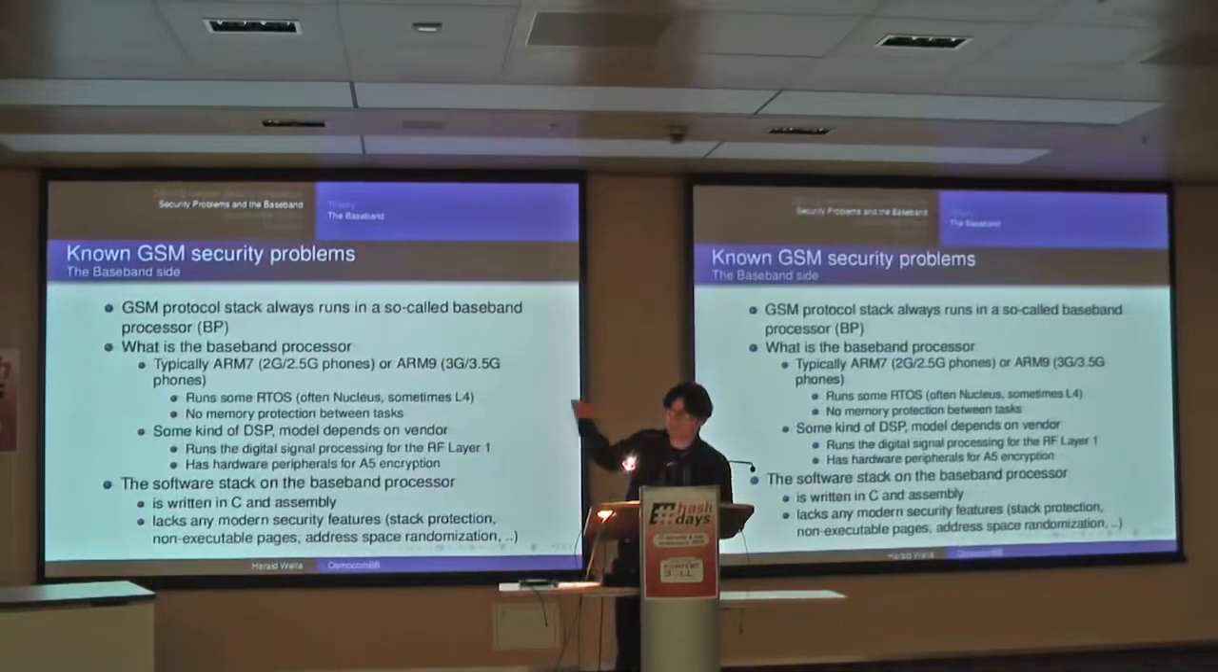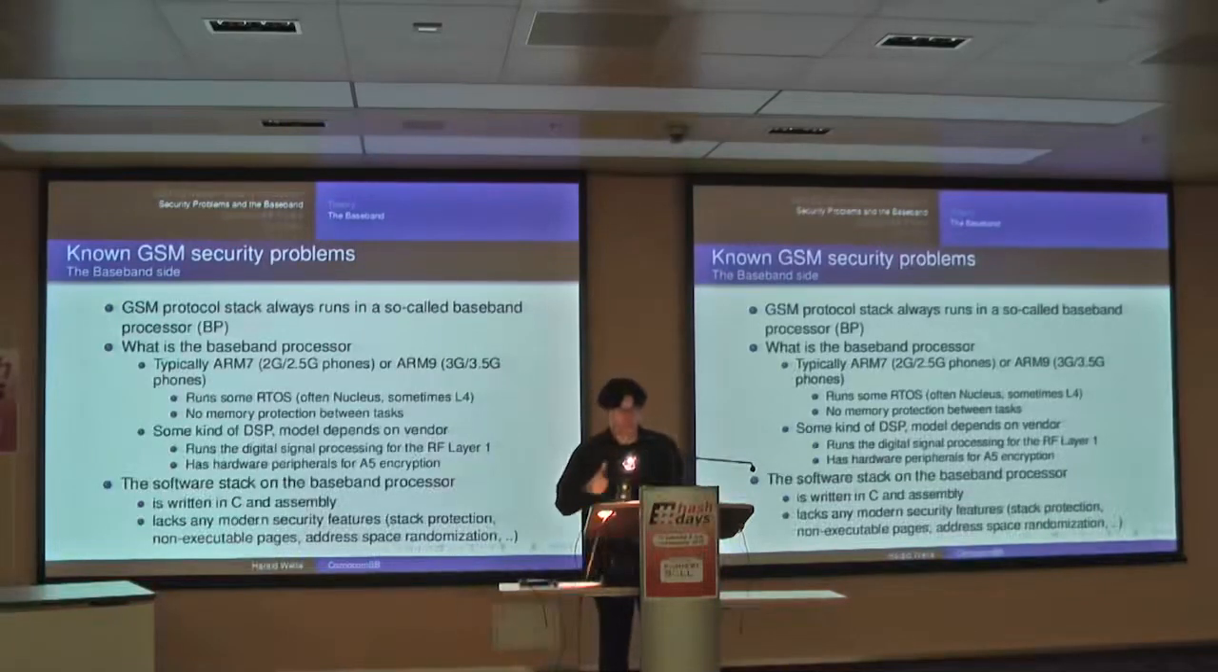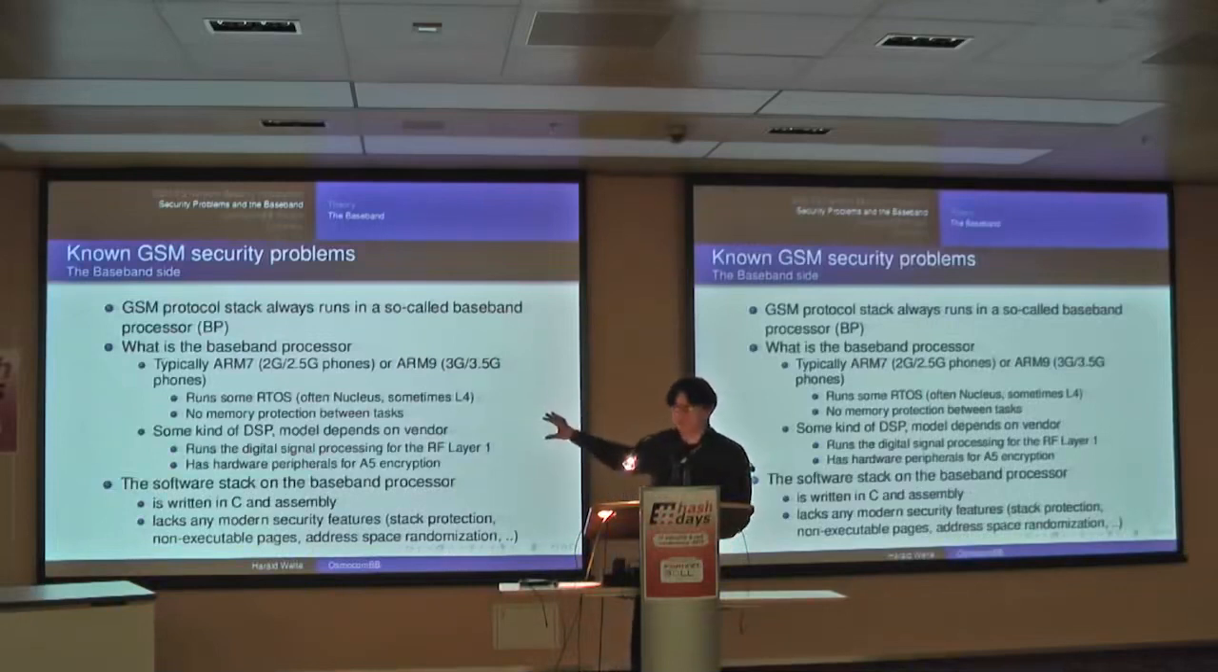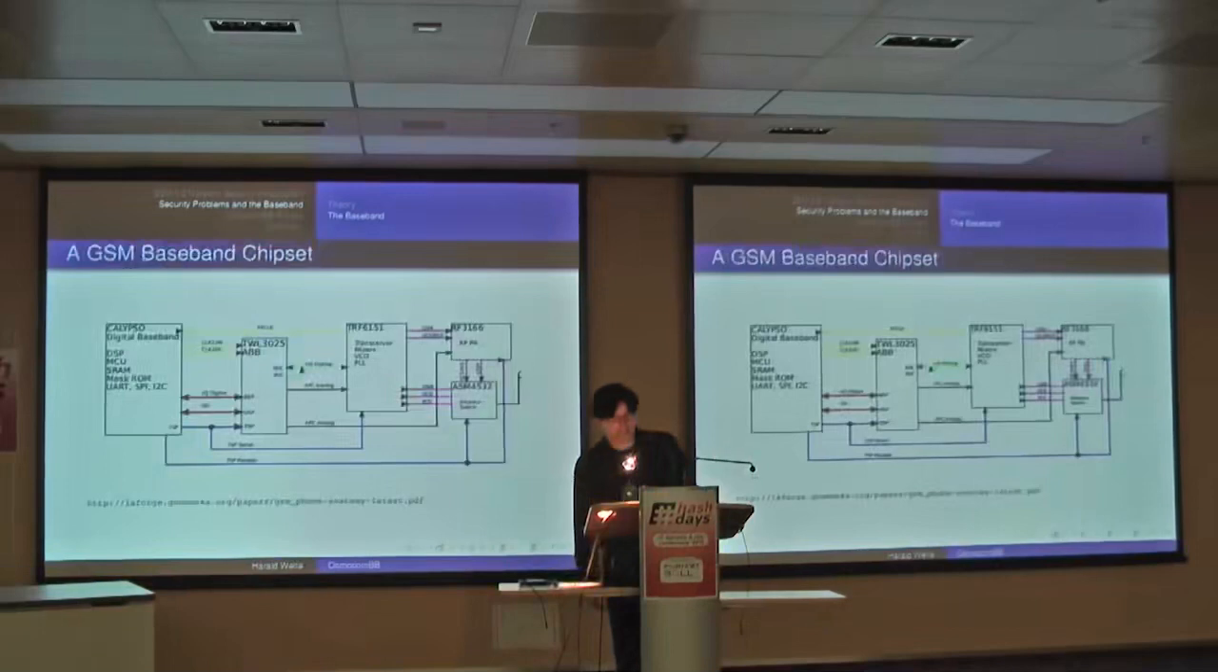And the software stack on this entire system is written in C and assembly. It lacks any modern security features. There's no stack protection, no non-executable pages, no address space randomization, nothing. Means if you manage to exploit that piece, you can go anywhere and you completely own the system. The complexity of the stack, the attack surface we're talking about, is about 2.5 million lines of C code. Right? That's the complexity that runs here, without any modern security features.